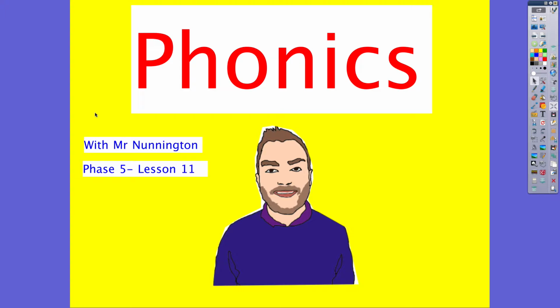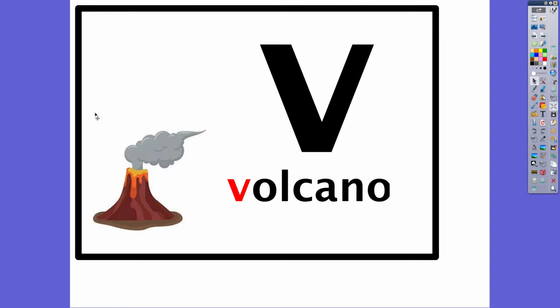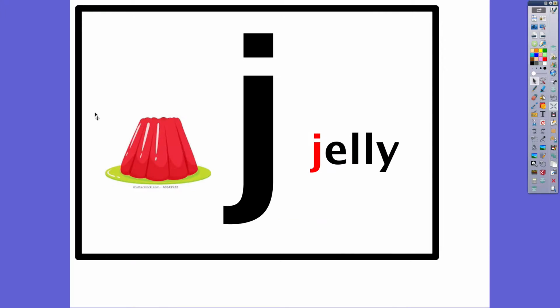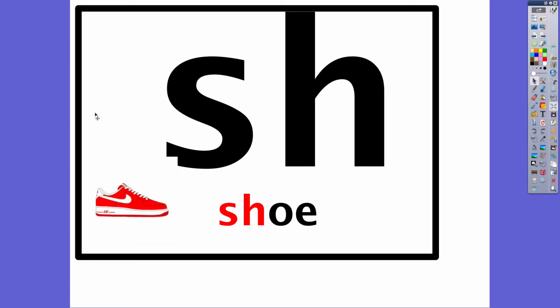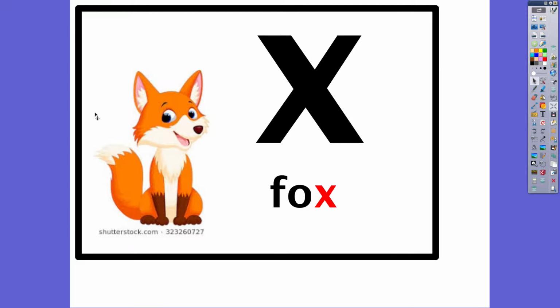Let's start by going through our sounds. W, watch. A, rain. V, volcano. U, ball. Y, yo-yo. Z, zebra. J, jelly. Sh, shoe. Ch, chicken. Z, fizz. Qu, queen. X, fox.